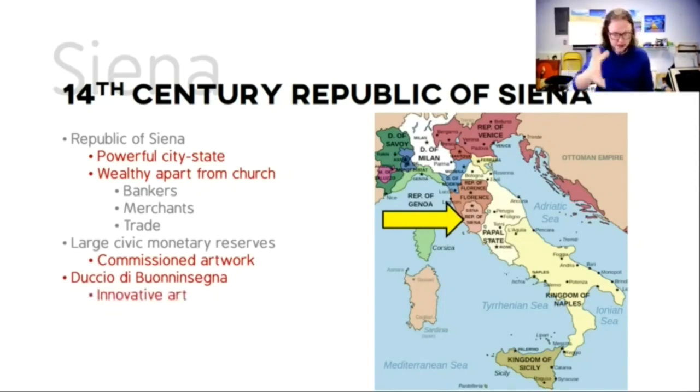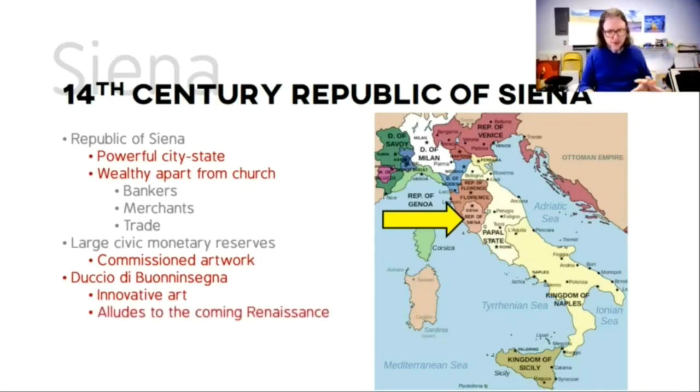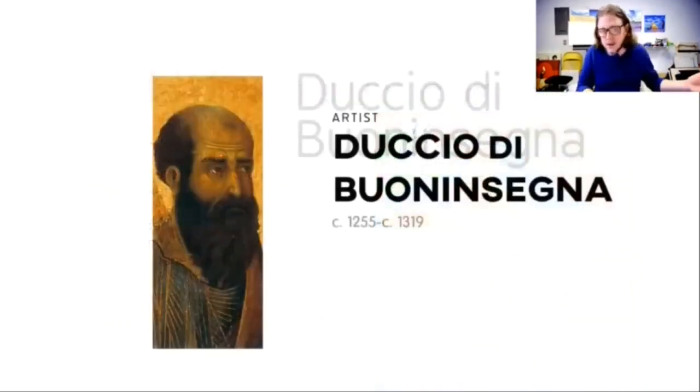Duccio and his students and his apprentices emerge at this moment, creating innovative works of art that allude to the coming Renaissance. Similarly to what's happening with Giotto, because Duccio clearly has looked at Giotto, he begins working in new, innovative ways in Siena and passing that along to his students and apprentices.